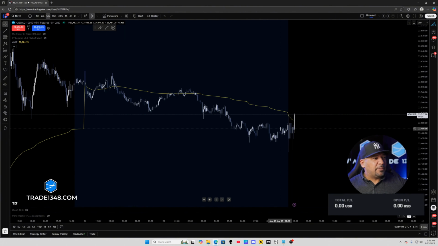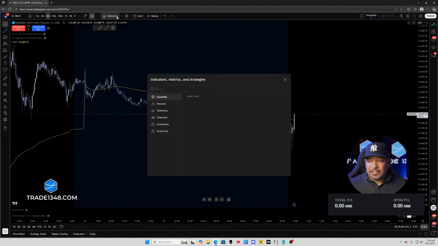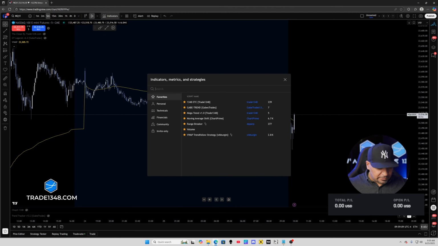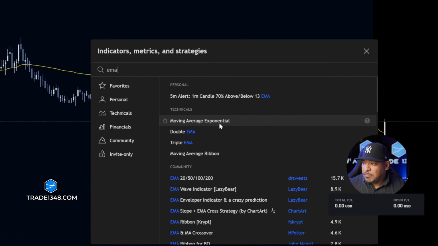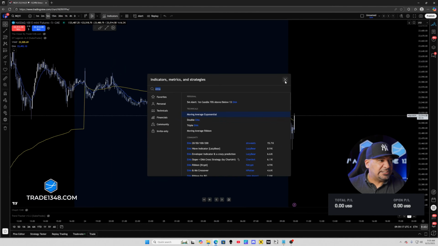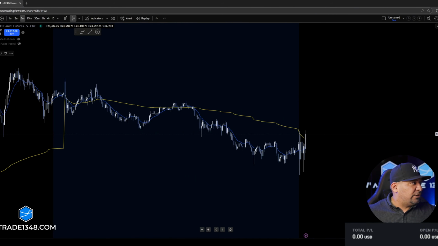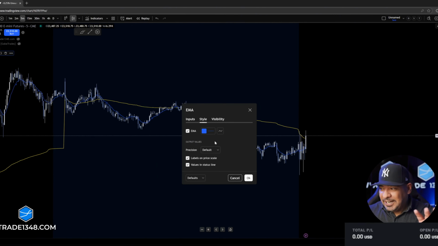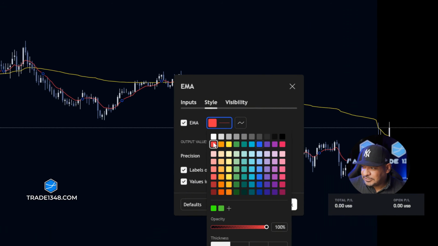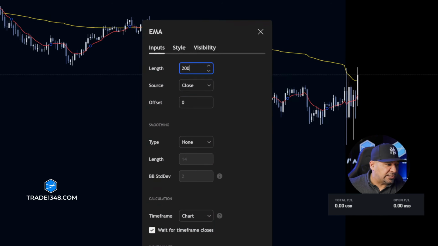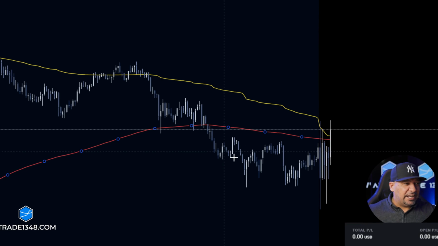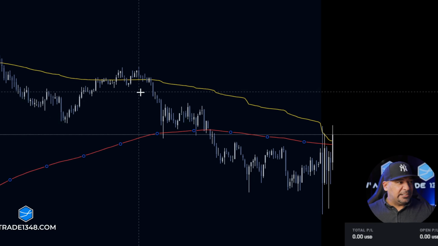Now that we have VWAP there, we need to add another indicator, and this indicator is going to be an EMA. So we just type in EMA and we get moving average exponential. Now we're going to add that to the chart. This is not going to be 13, 48 EMA. This is going to be a standard EMA. We're going to change this to red, and in our inputs, we're going to change the length of the EMA from 9 to 200. So now we have two lines here.